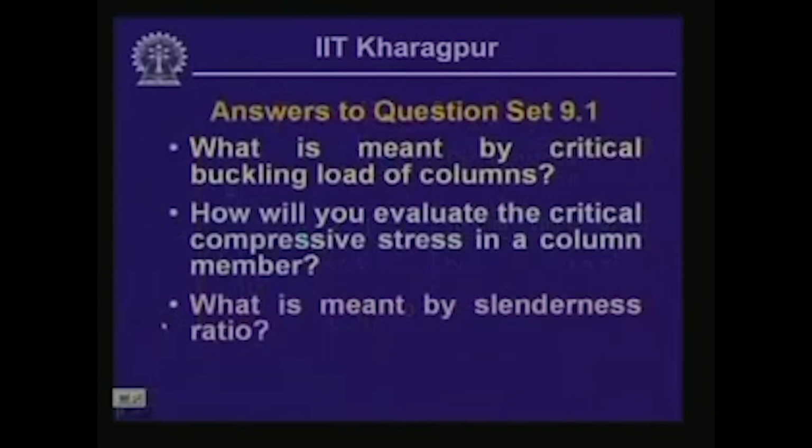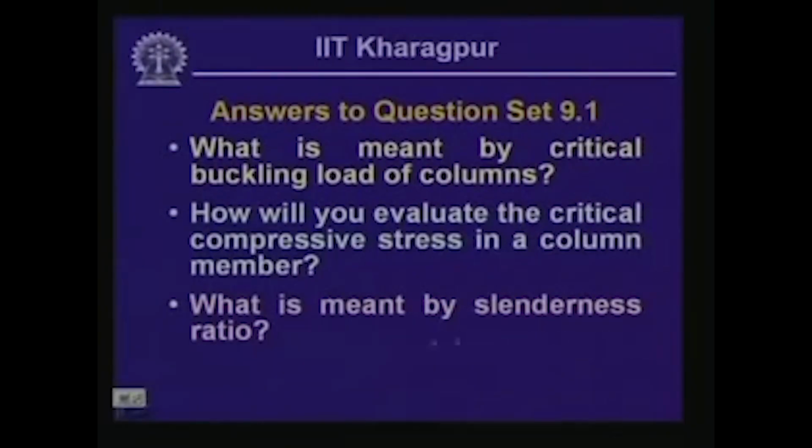Now, let us look into the other questions. The second question given was how will you evaluate the critical compressive stress in a column member. We have discussed the critical load for a column member subjected to axial load, so when it reaches criticality, what is the corresponding critical compressive stress? If we like to evaluate the stress corresponding to that critical load, how do you compute that? And the third question given is what is meant by slenderness ratio. I would like to answer the second and third questions together.